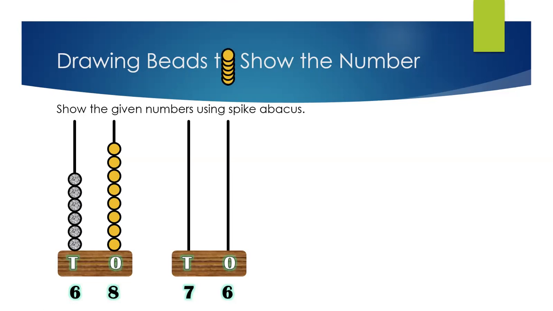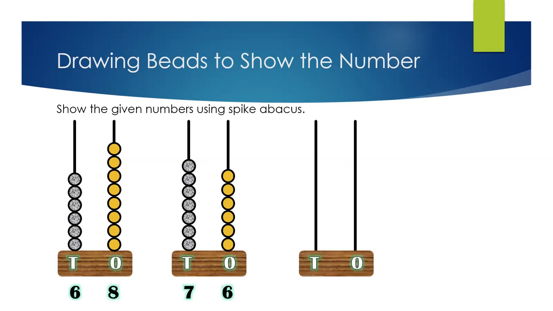So here we go. Here we have placed 6 beads in the one spike. 1, 2, 3, 4, 5, 6. And here are the beads in the 10 spike. 1, 2, 3, 4, 5, 6, 7 beads in the 10 spike. So the number we are representing through the spike abacus is 76.